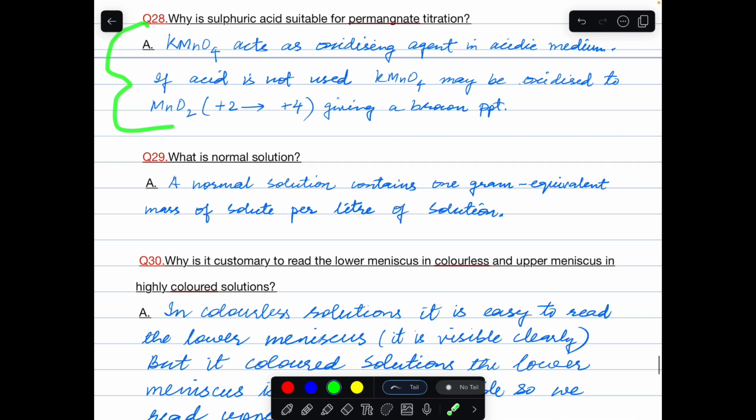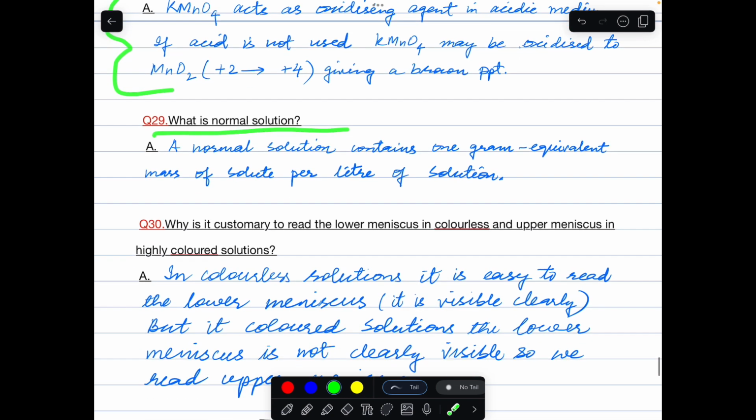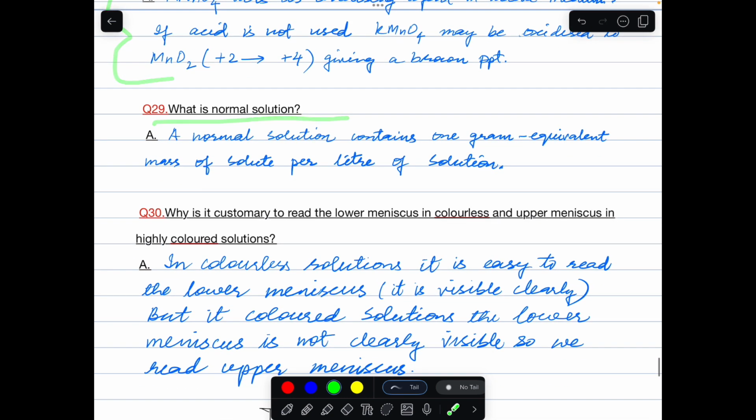What is normal solution? We have done standard solution and primary and secondary standard solutions. Now a new term, normal solution. A normal solution contains 1 gram equivalent mass of solute per liter of solution. So when the solution is 1N, it is called 1 normal. That is, when the normality of a given solution is 1, it is a normal solution.